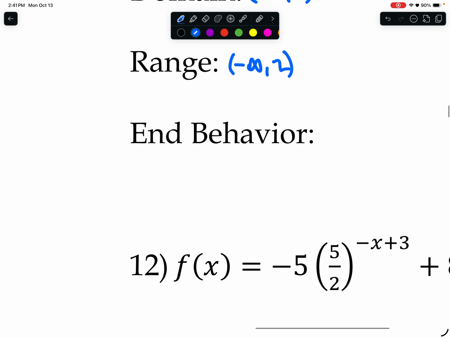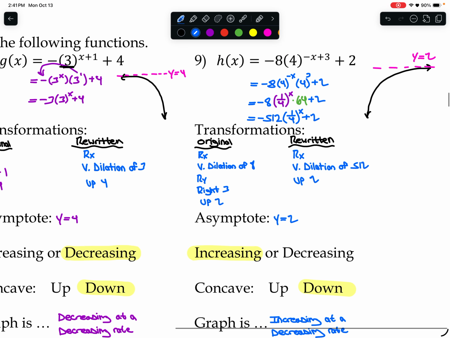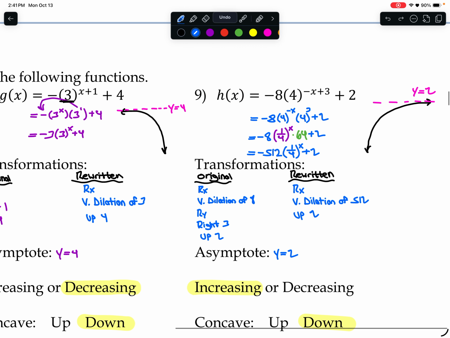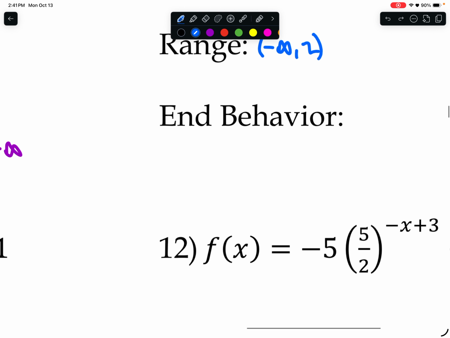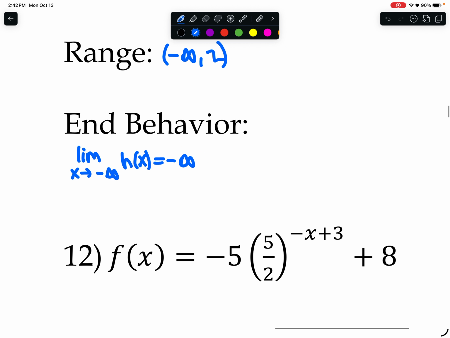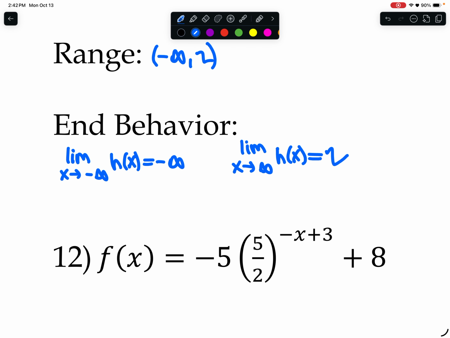And then for my end behavior, check the letter: we are using h of x. So my limit as x approaches negative infinity of h of x is going to equal negative infinity, since we're going down indefinitely on that left side. And then my limit as x approaches positive infinity of h of x is going to equal the horizontal asymptote, which in this case is 2.